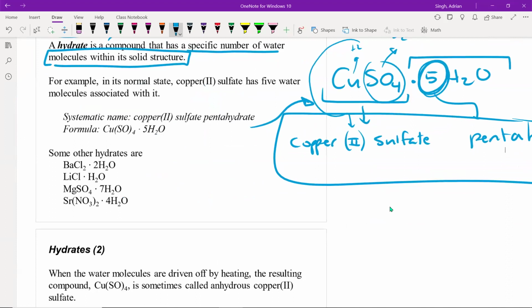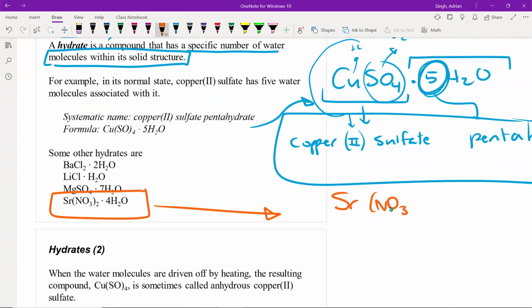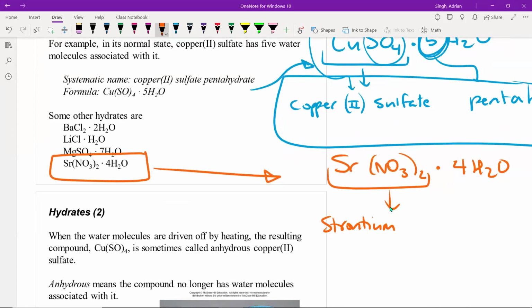If we take a look at another example, let's take a look at the one underneath because it's a different ion. So now we can name the first part of it. We have Sr(NO3)2 dot 4 H2O. The first part here, we name it as we normally would. Sr is strontium. Strontium is a group 2 metal, so we don't need Roman numerals in the name. NO3 is the nitrate ion, so this is strontium nitrate.